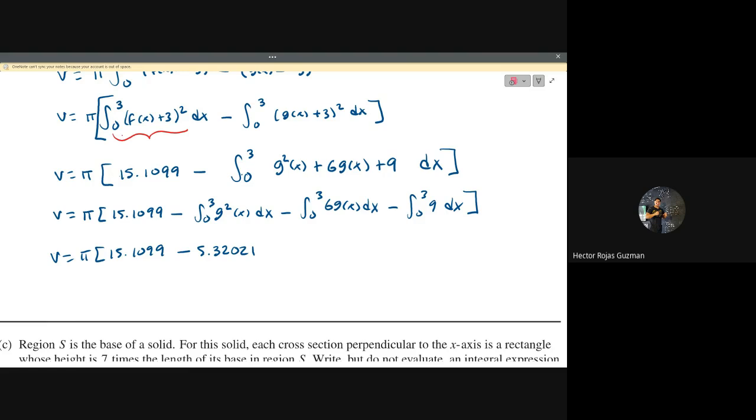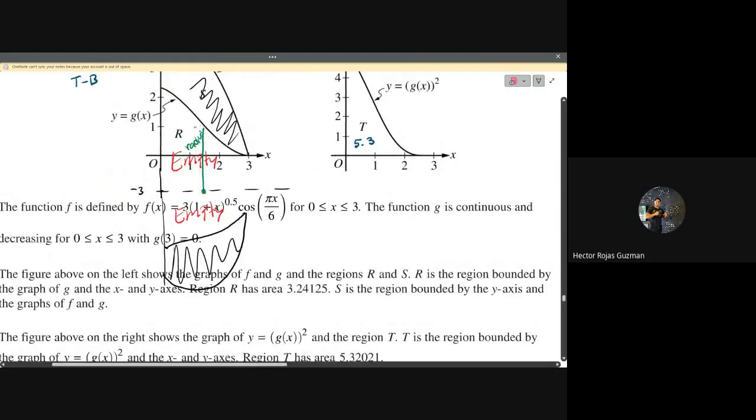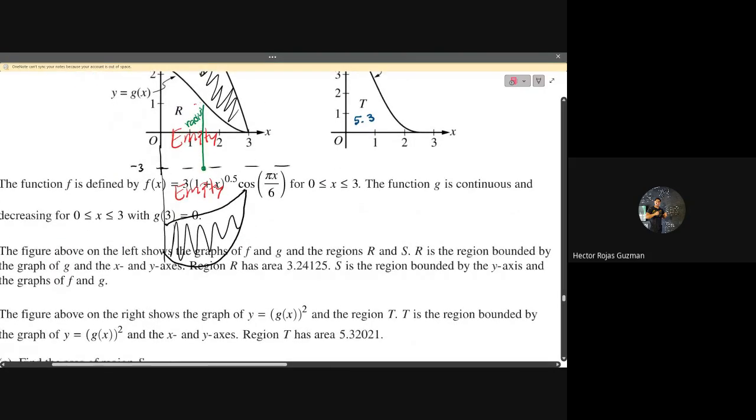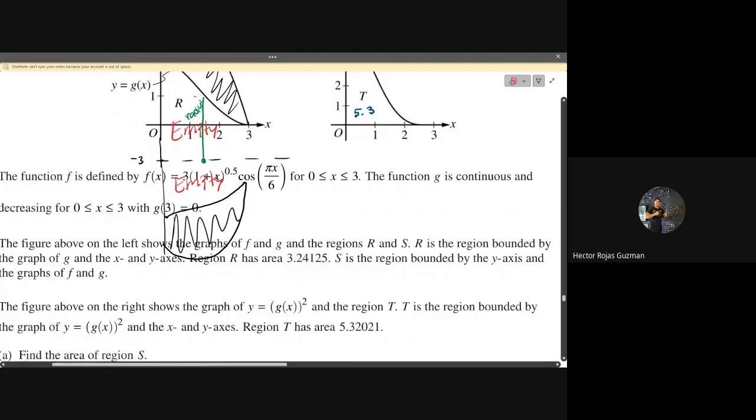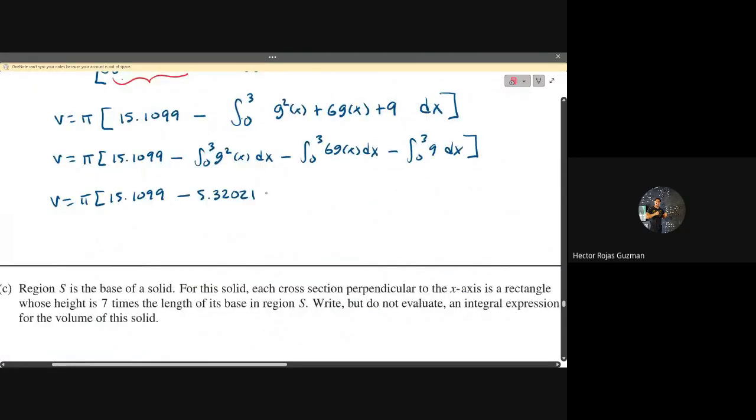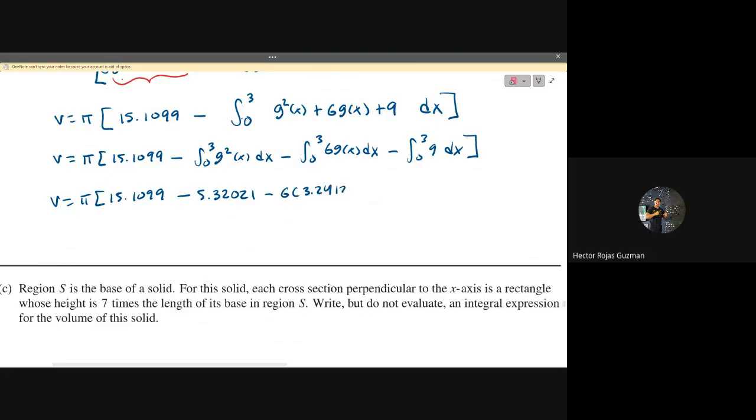The next part, the integral of g of x, we're also given that one. That's region R, which is 3.24125. And then finally, the antiderivative of 9x, evaluated from 0 to 3, that's 27. And close the parentheses. And at this point, just plug it all into the calculator.